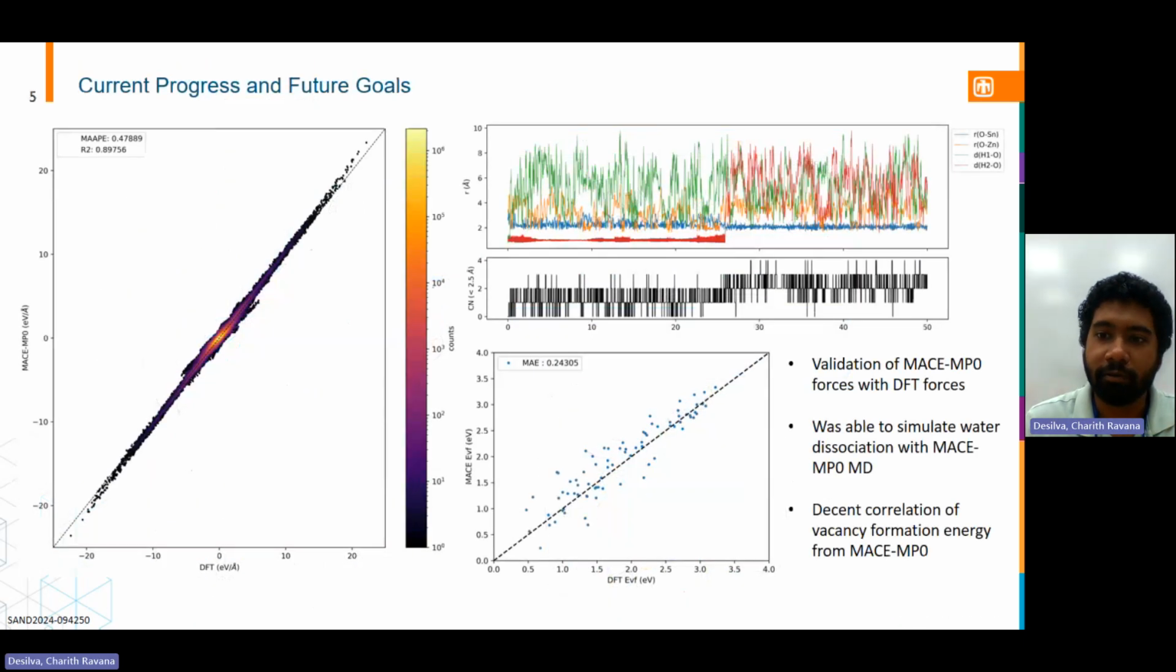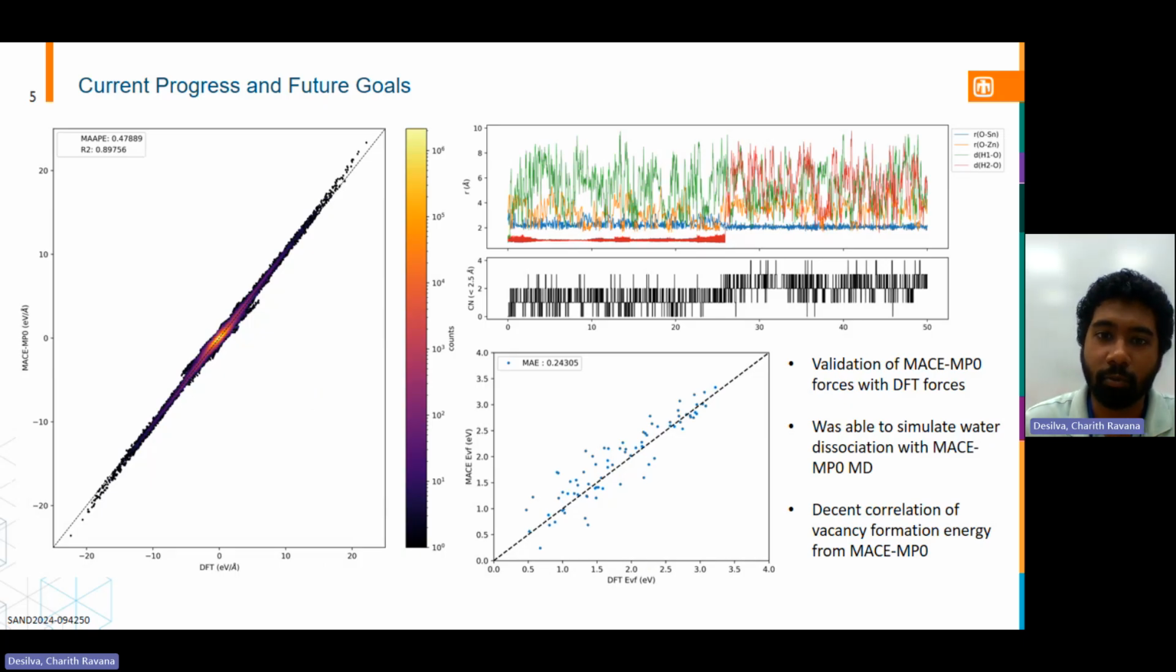So far in the summer, what we have done is quite a bit of validation on MACE-MP-0 with our reference DFT forces. On the left here, we have a parity plot of MACE-MP-0 forces on our liquid metal systems compared to reference DFT data. And we can see here that the MACE-MP-0 machine-learned interatomic potential has pretty good results compared with DFT.